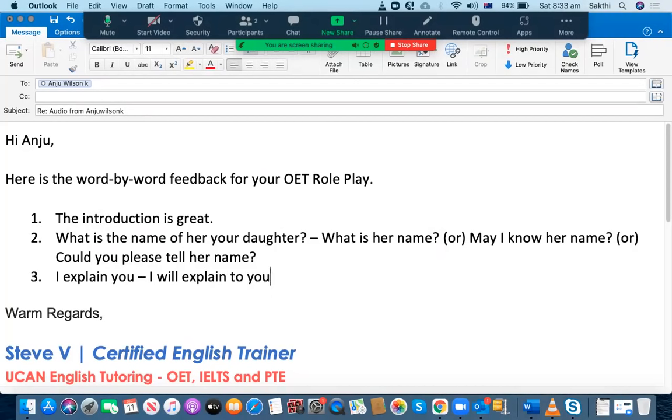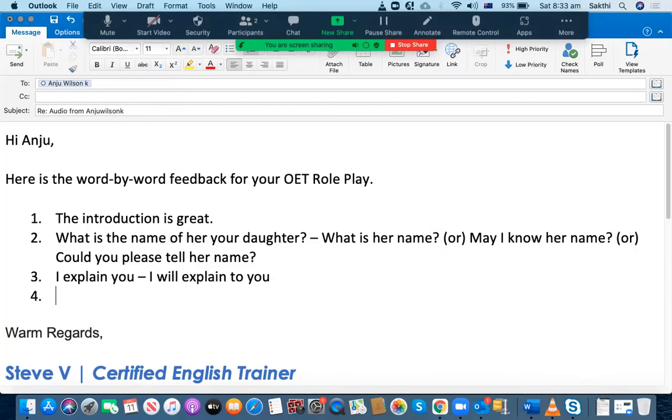Or I will explain something to you. So always explain needs to, either immediately after that, or you say something like, I will explain the whole procedure to you, okay? But we have to use explain to. Explain always goes with the to. Explain something to someone, all right? Is that clear with you?